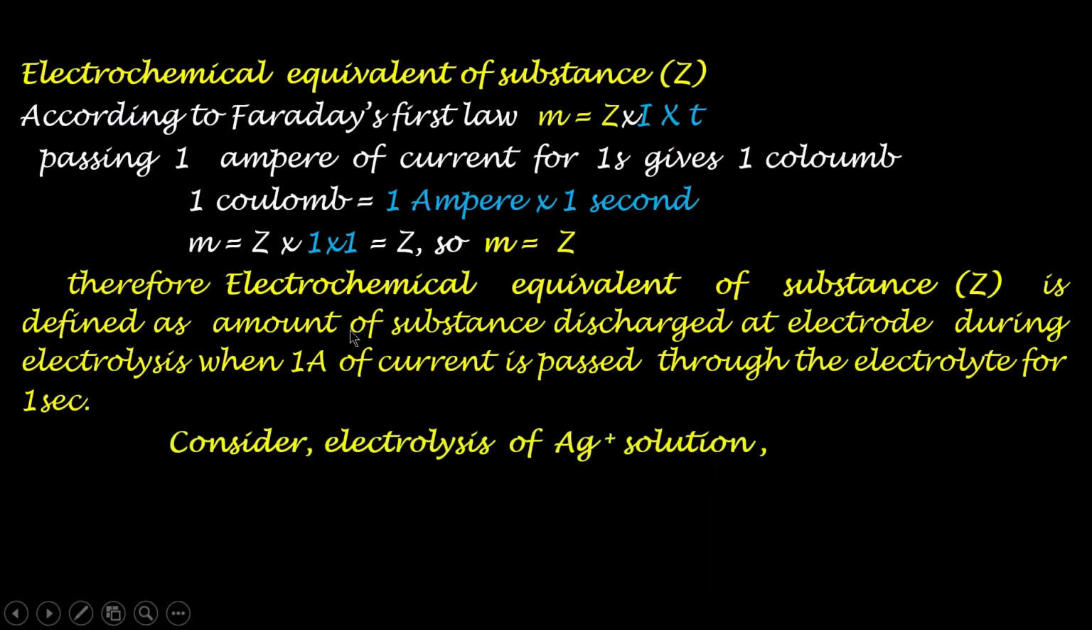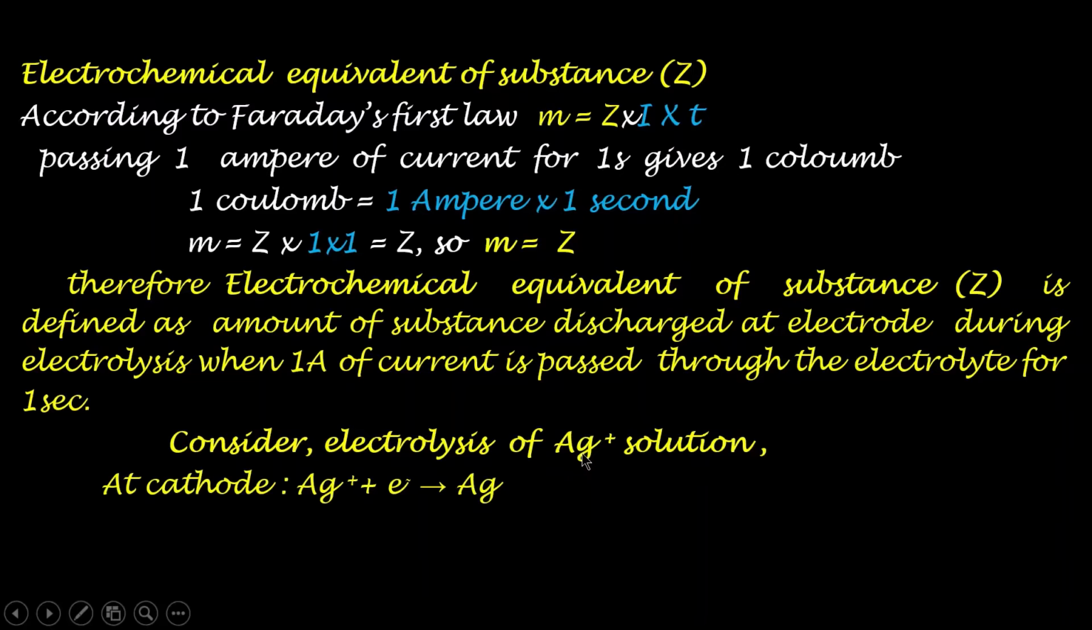Now consider the electrolysis of Ag+ solution, that is silver salt solution. Silver salt solution contains Ag+ ions. So this Ag+ will be discharged at the cathode. You know that Ag+ is the cation.